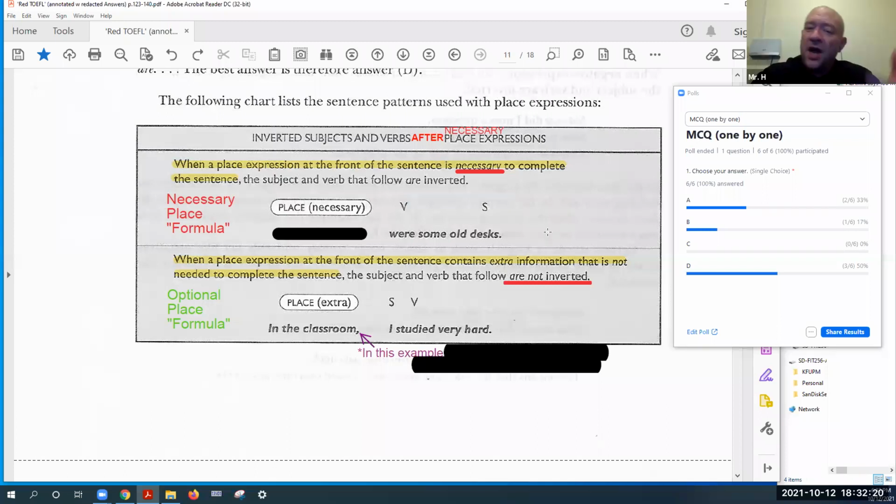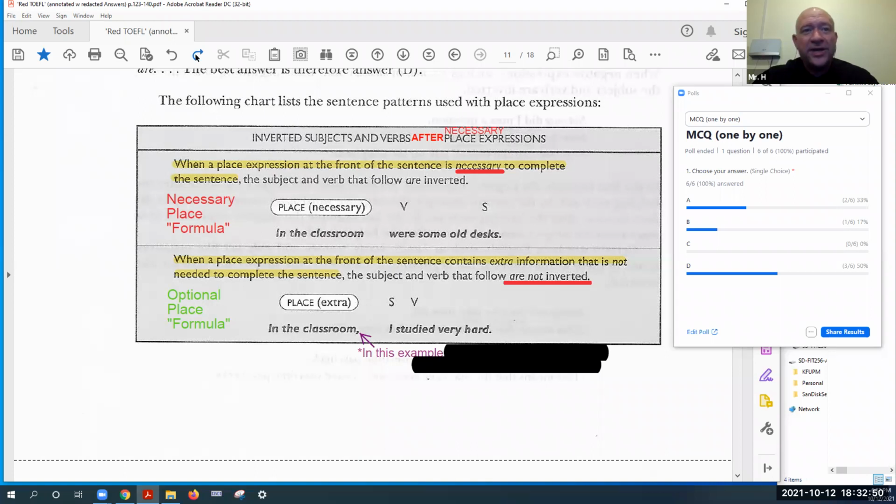Now, let's cover it up. Read it now. "Were some old discs." Is this idea complete? No, not complete. Something's missing, right? What about now? "In the classroom were some old discs." So is this place expression optional, or is it necessary? It's necessary, definitely necessary. Okay, let's go to the next.